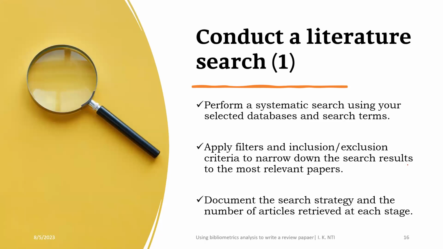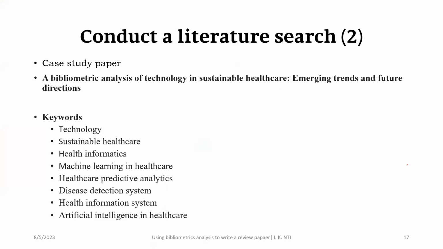So now the next step is to conduct the literature search. We are going to perform a systematic search using the selected database and search terms. Don't forget, here too, you have to use keywords. And then we apply filters. We have to define our inclusion and exclusion criteria and narrow the documents down. Once we narrow the documents down, we can download them for our analysis. So first, let's try to conduct some search. Let's try to derive some keywords.